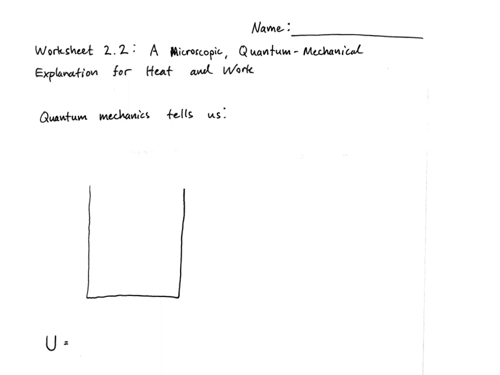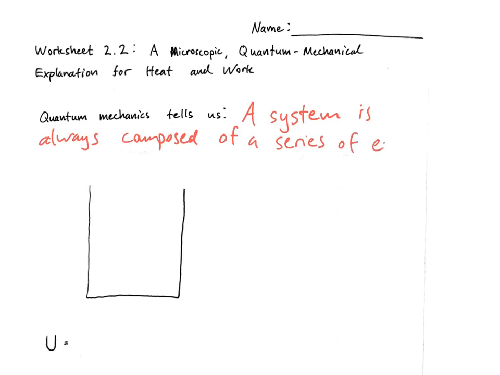Hi everyone, this is Worksheet 2.2, a microscopic quantum mechanical explanation for heat and work. Now, the main message that quantum mechanics tells us that we're interested to know is that a system is always composed of a series of energy levels.